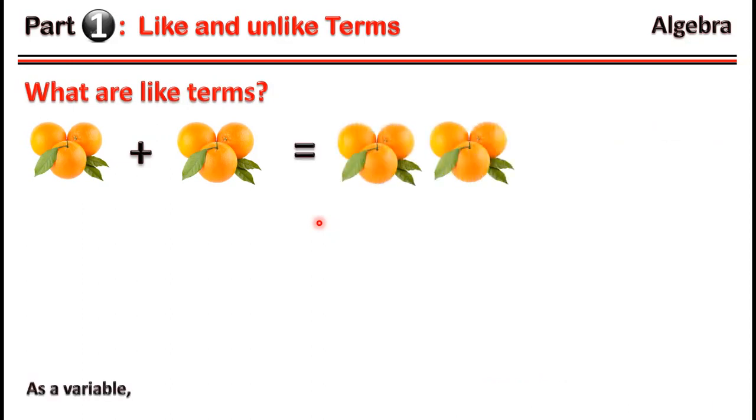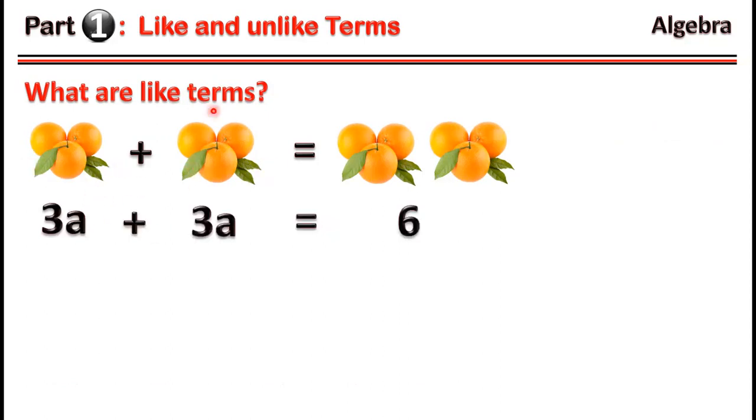So mathematically, if we represent this using a variable, let a be equal to the variable orange, then we'll have 3 oranges plus 3 oranges. And this will give us how many oranges? 6 oranges. So we can see that these are terms from the same family because we can add these 2 terms and the result is a single term.